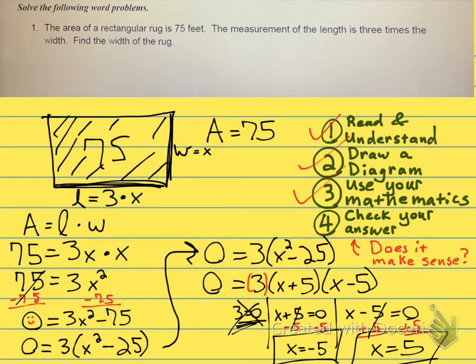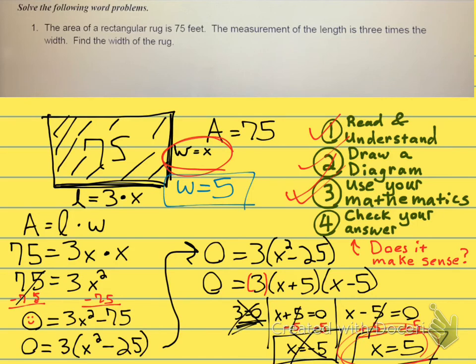Okay, we used our mathematics. Double check. Now let's check our answer. If I'm talking about the area of a rug, the width is x. Is it possible that the width is negative 5? A negative width? No, it's not. So in the real world, your width cannot be negative. That's not my answer. Is it possible that my width is 5? Sure is. So I know that W equals 5. W is x, and we just found x to be 5.